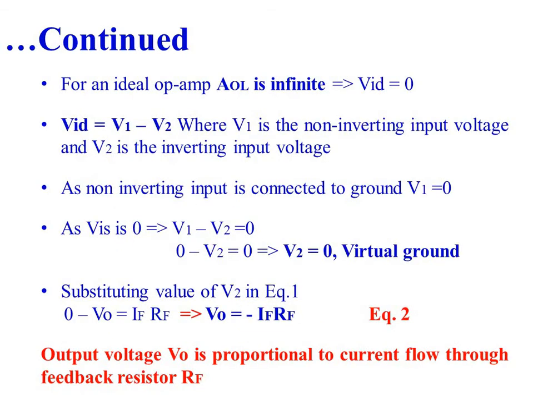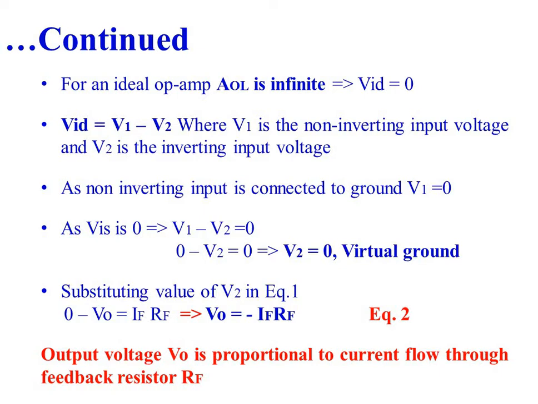For an ideal op-amp, AOL is infinite. That means the differential input voltage VID is equal to 0. We know that the differential input voltage is the difference between the voltage at the non-inverting input and the voltage at the inverting input. VID is equal to V1 minus V2.